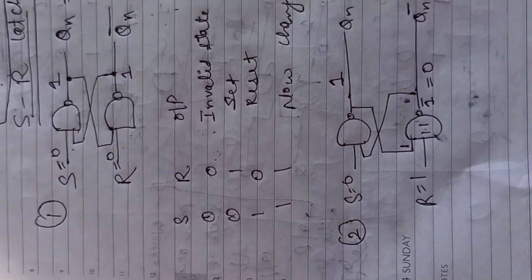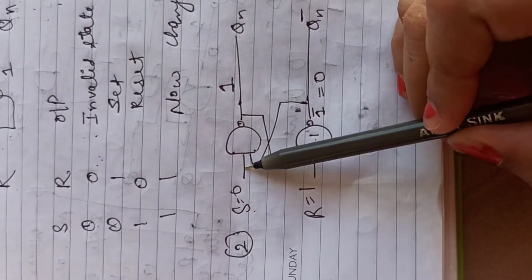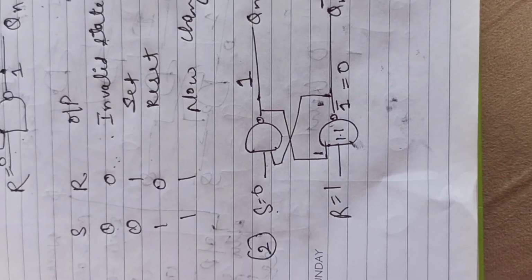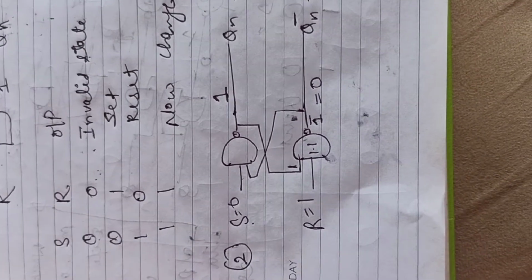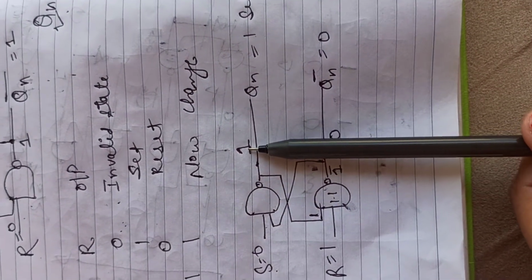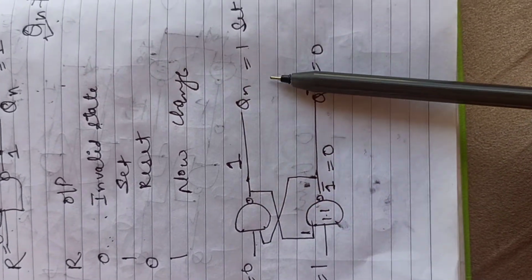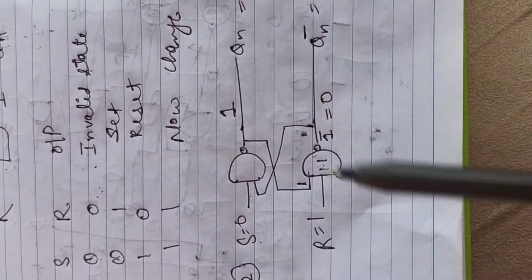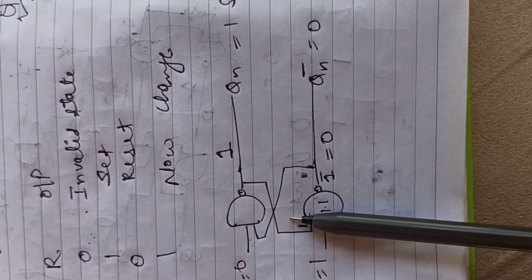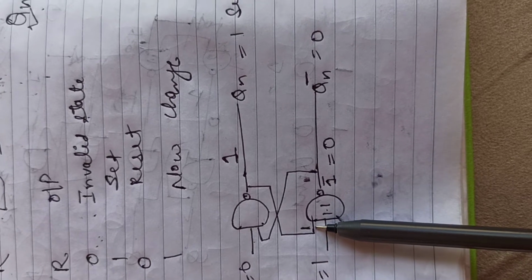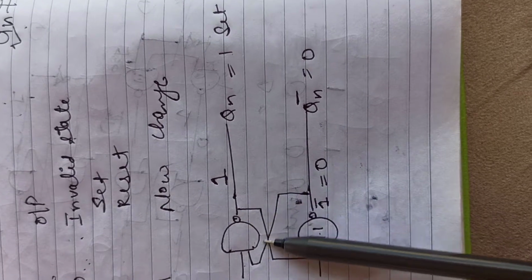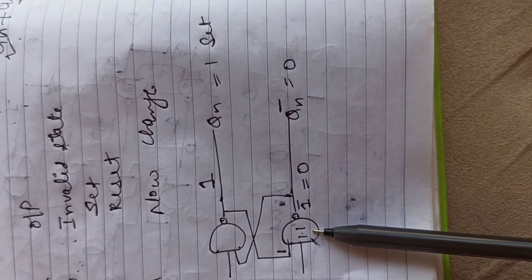See the second case, when S equals 0 and R equals 1. When S equals 0, we know that if one input of a NAND gate is 0, then the output always becomes 1. So Qn is 1. And R equals 1, so one input is 1, and we need the second input. This second input comes from this one. The output of the first one is 1, so this 1 goes here. 1 into 1 is 1.